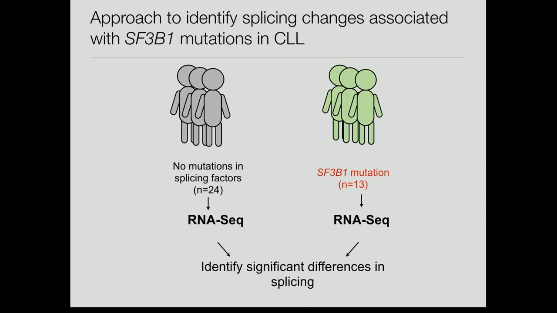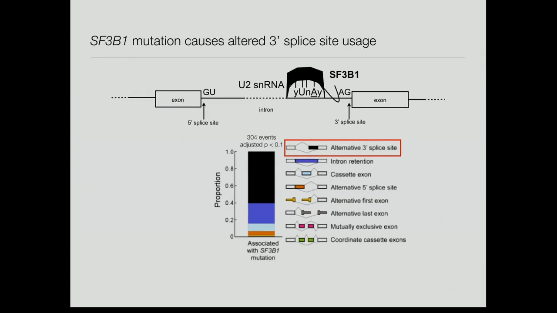Again, we can use the same approach: take the samples that have no mutations in splicing factors and compare those with the samples that have the mutation, and look for splicing differences. Again, we see that SF3B1 mutation causes altered 3' splice site usage. However, unlike U2AF1, we don't see as many cassette exon cases, which here is shown in light blue. So SF3B1 seems to strongly affect 3' splice site changes, as well as differential intron usage.